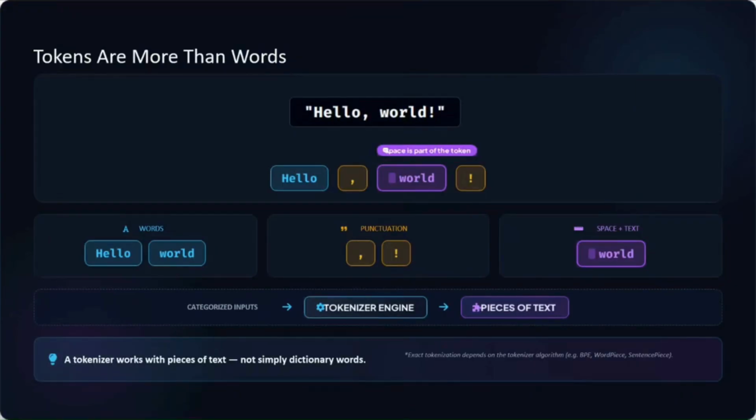And tokenizers aren't limited to words. Look at this sentence: Hello, world! We have words, but we also have punctuation. The comma and exclamation mark are part of the text too. And depending on the tokenizer, spaces can also be incorporated into token representation. So when you open a tokenizer and see something that doesn't look exactly like a normal word, don't be surprised. A tokenizer is working with pieces of text.